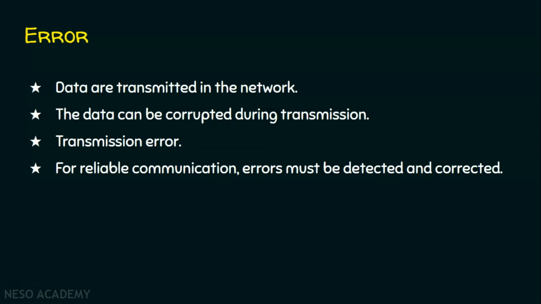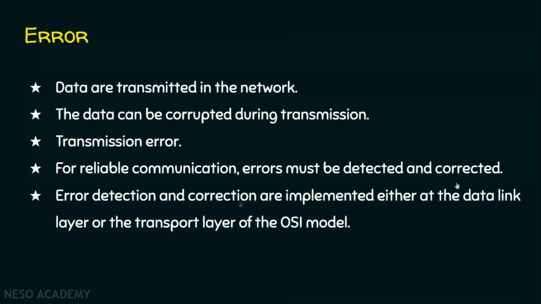In which layer are the error-related things handled? Actually, in the OSI reference model, there are 2 layers that deal with error control. Error detection and correction are implemented either at the data link layer or the transport layer of the OSI model. Just recollect the OSI reference model and the services offered by each layer. In the data link layer as well as in the transport layer, we have error control as one of the services of those layers.